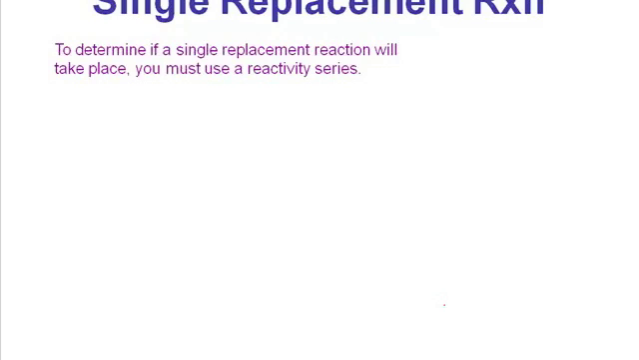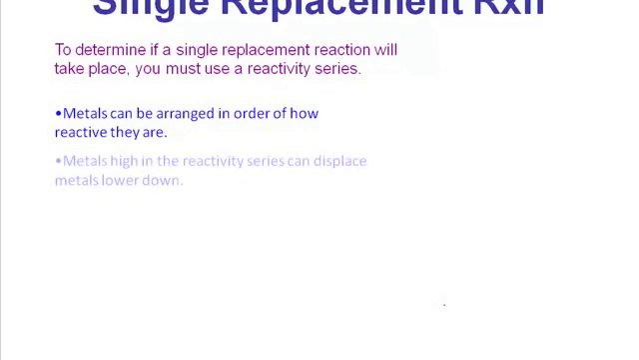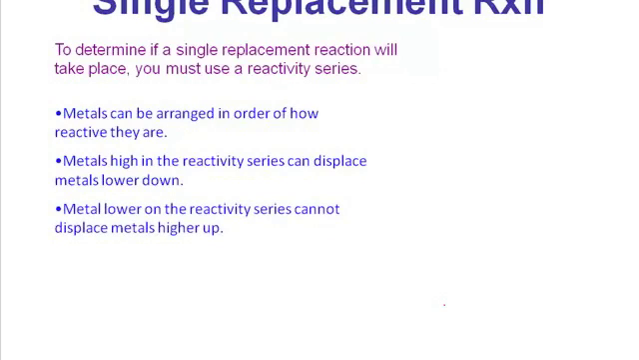To determine if a single replacement reaction will take place, you must use something that we call in chemistry the reactivity series. Metals are arranged in order of how reactive they are. Metals high in the reactivity series can displace metals lower down. However, metals lower on the reactivity series cannot displace metals higher up.